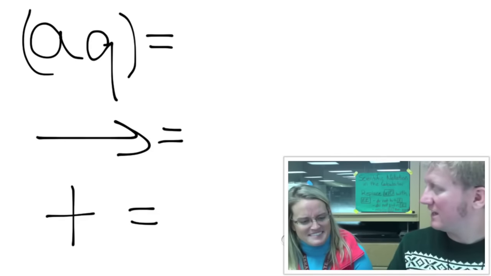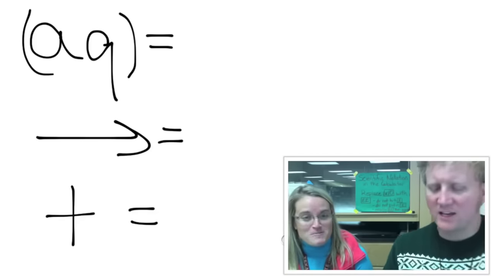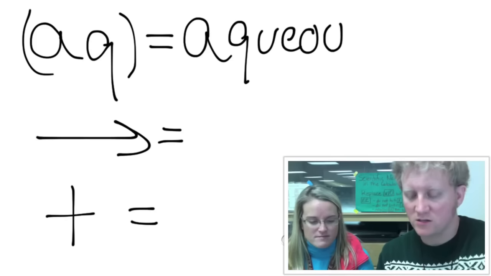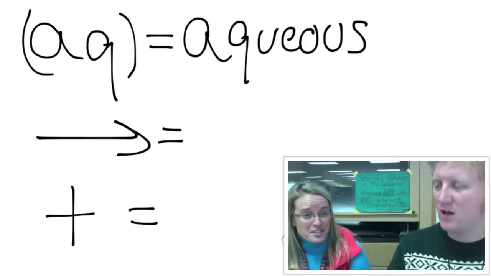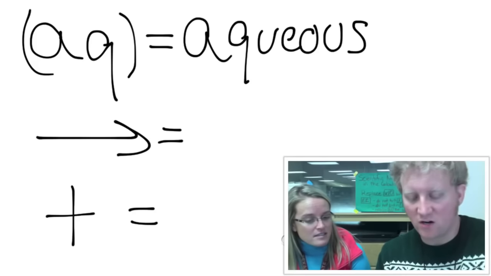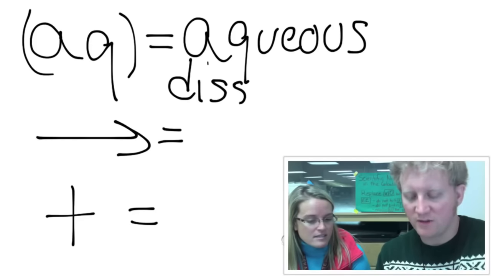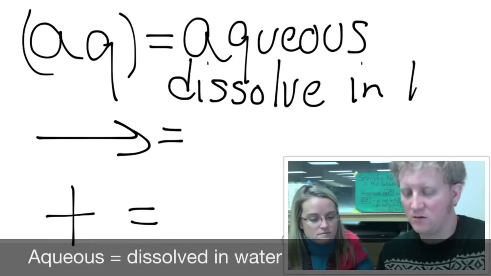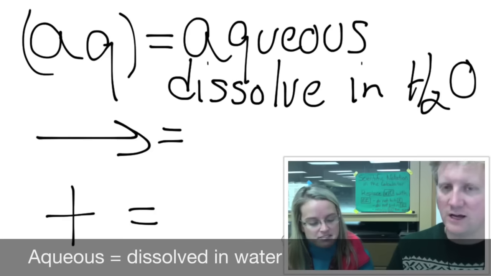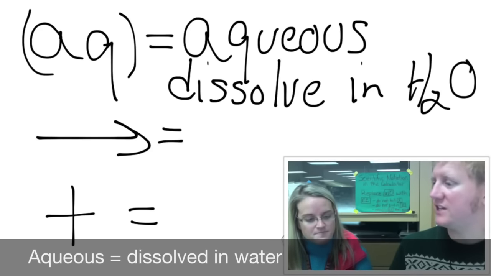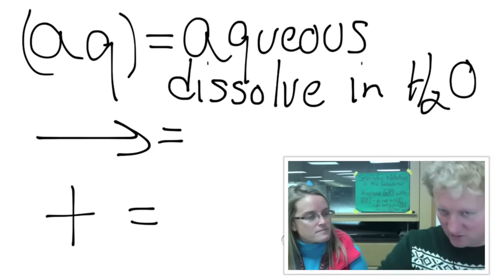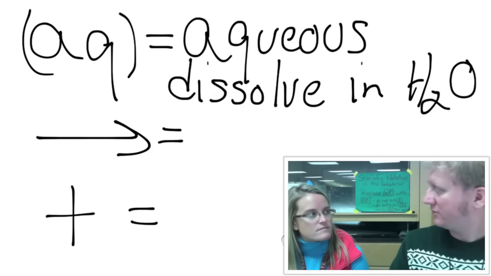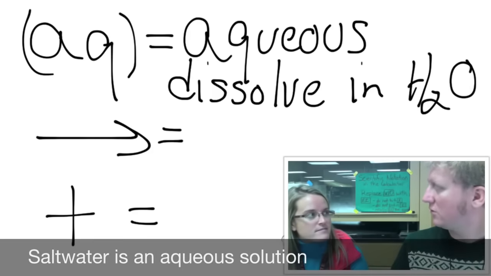A couple other ones that we may not be as familiar with. We've got something called AQ. It means aqueous. Does it have something to do with water? Yeah, what we're doing is dissolving something in water. So if something is aqueous, it's dissolved in water. Like you take table salt, sprinkle it in the water, stir it all up, it's dissolved, it's an aqueous solution.